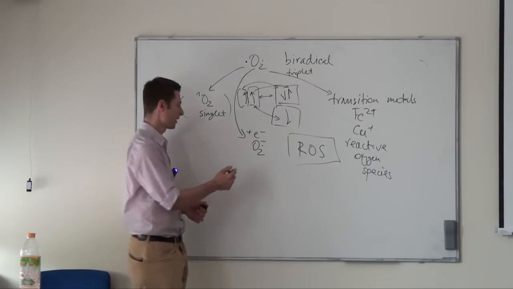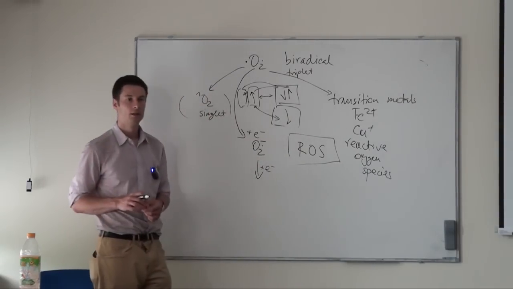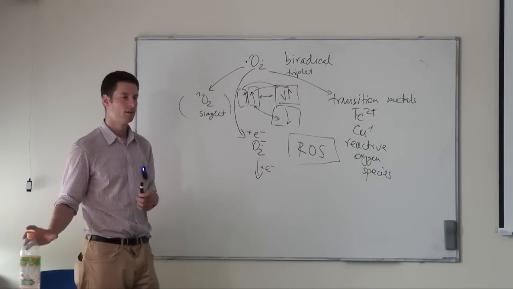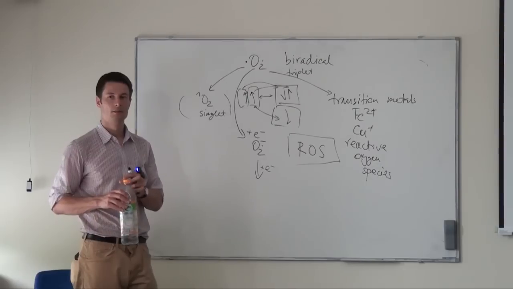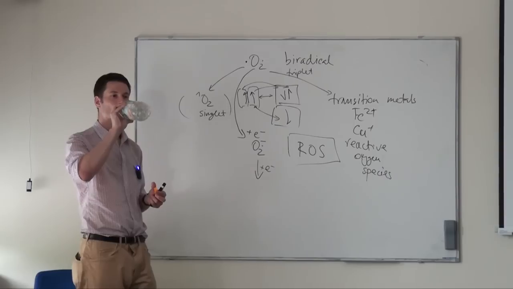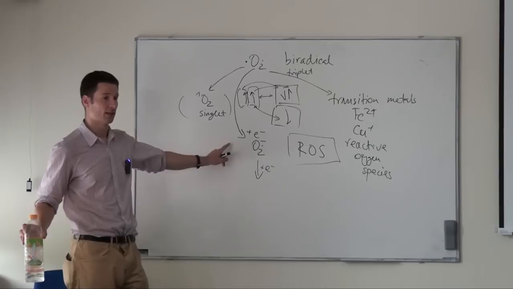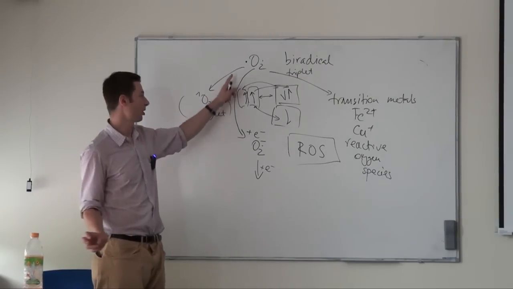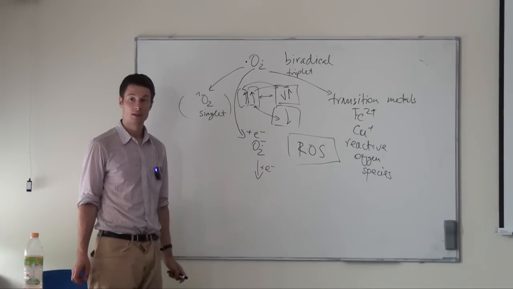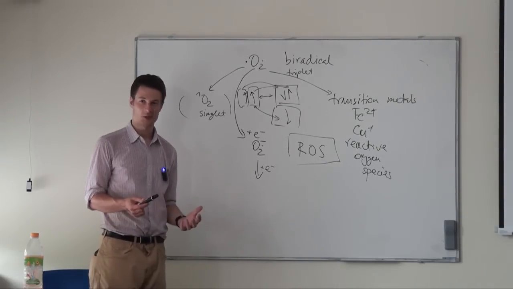Okay. What happens if we add another electron to superoxide? No, we're adding electrons. So we took molecular oxygen, we added one electron, now we're adding another electron. The second part becomes the second paired electron? True, but what is the product?